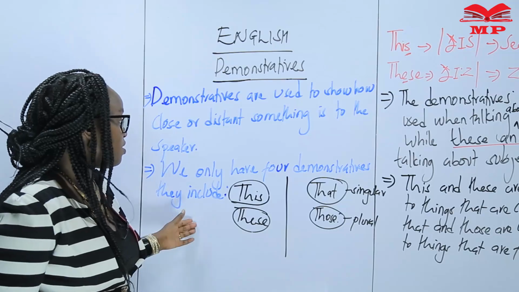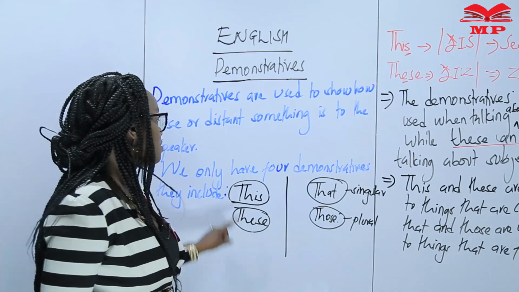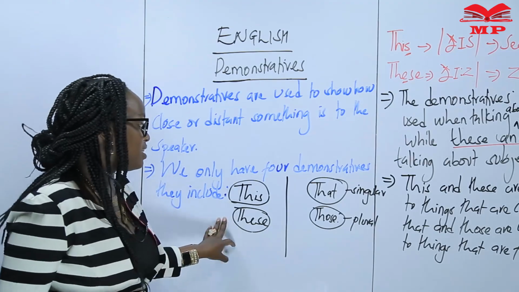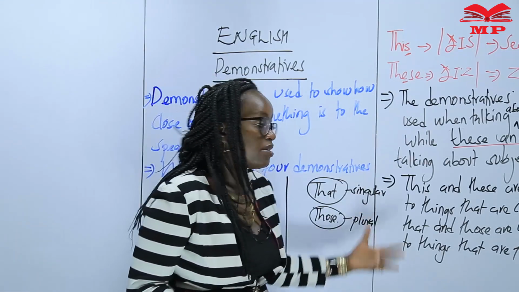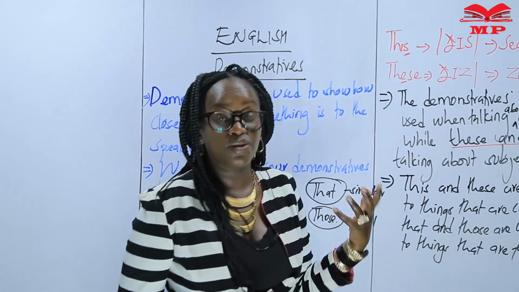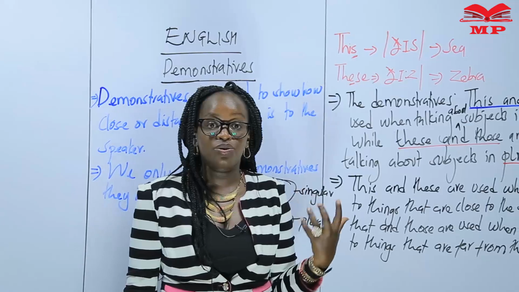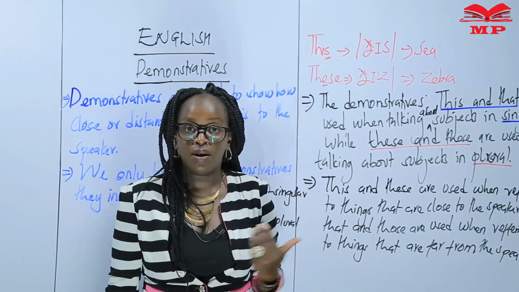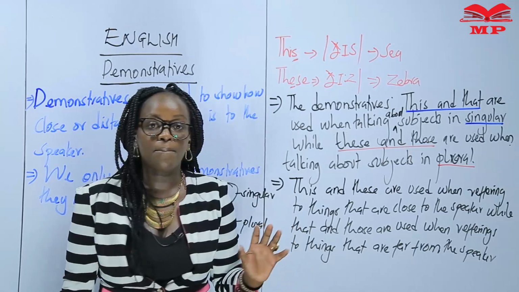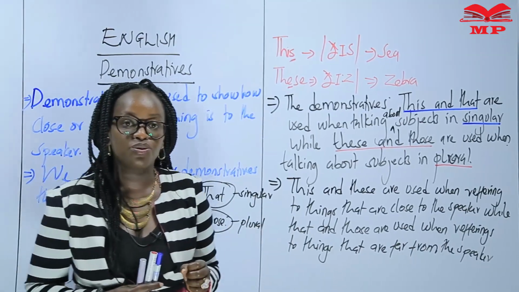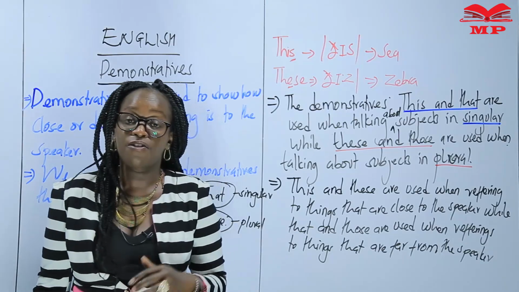And then I've given you the four demonstratives that we have. We have talked about this, we've talked about these, we've talked about that, and we've talked about those. I've also pointed out the differences in usage, that some can be used in plural and others can actually be used in singular. And then I've also pointed out that some are used when something is really close to you, and the others are actually used when something is far from you.